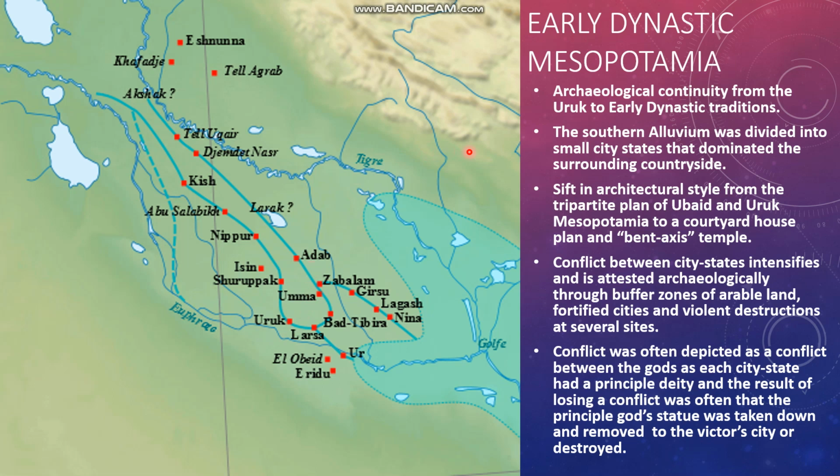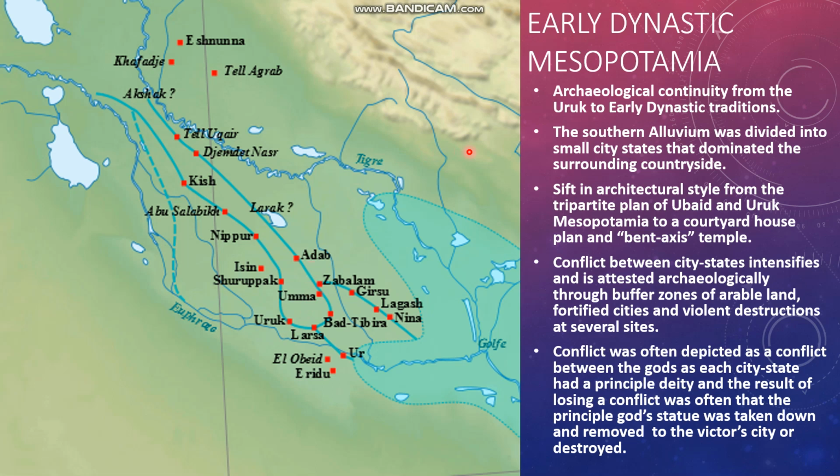And the result of losing a conflict was oftentimes that the god's statue was taken down or removed to the victor city as a way of metaphorically claiming control over that city's god. And so we can think about this as the gods themselves being controlled and housed inside a city, also engaged in a metaphorical or spiritual battle between each other for supremacy. So the god's house, as housed in the city, was reflective of the power of the god. So if your city won, your god was more powerful.